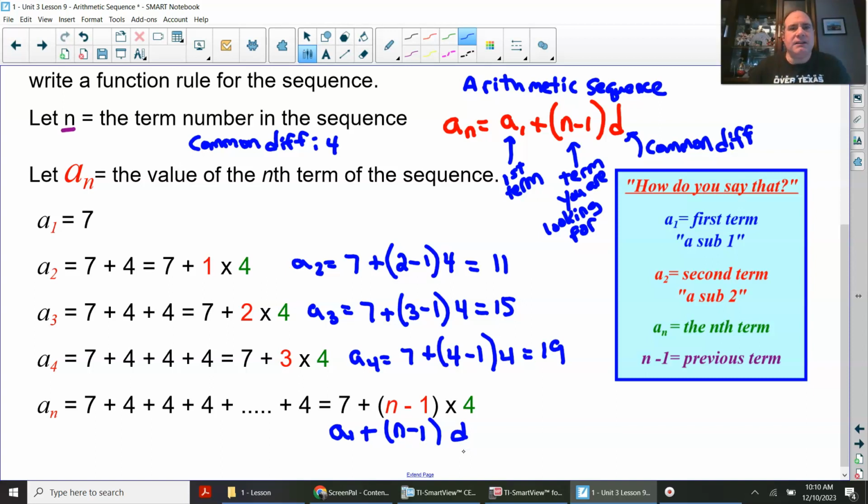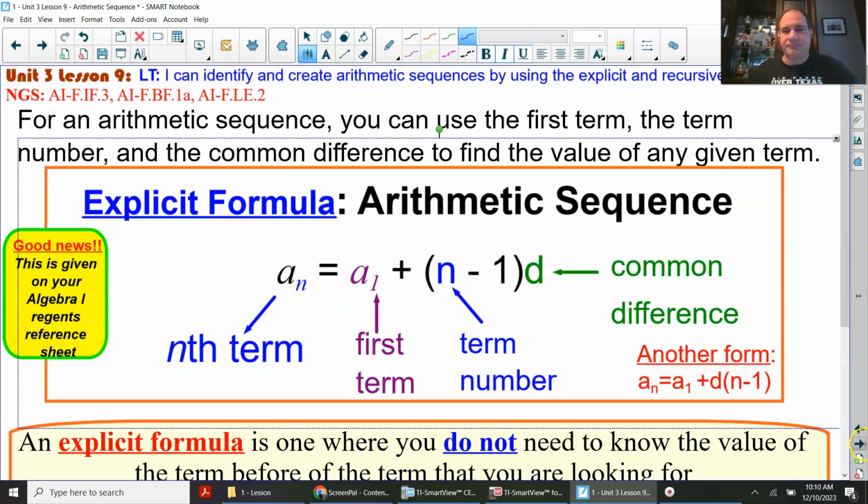All right, this comes in handy for when you need the 100th term. So you're not going to just keep on adding 4 down to the 100th term. You just go ahead and use this formula, look it up on the reference sheet, and then use the formula to figure out the term. So here it is, the explicit formula, arithmetic sequence. For an arithmetic sequence, you could use the first term and the term number and the common difference to find the value of any given term.